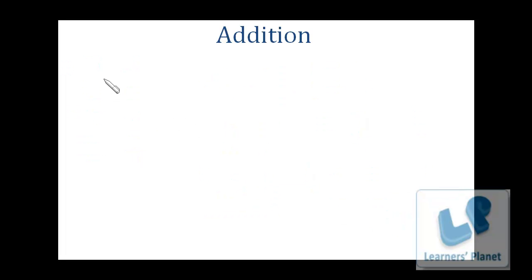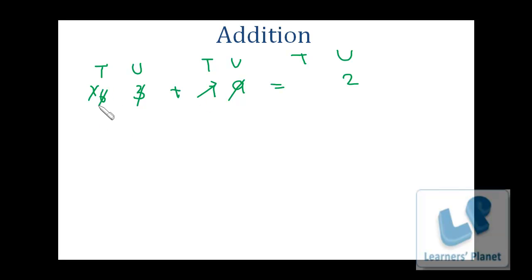Now we'll take a few more questions. Tens and units. Suppose we have 63 plus 79 equals tens and units. So 9 plus 3, that's 12. 2 over here, 1 is carried. So 7 plus 6, that's 13, plus 1, 14. So 14 is written as it is, and we get the answer as 142.